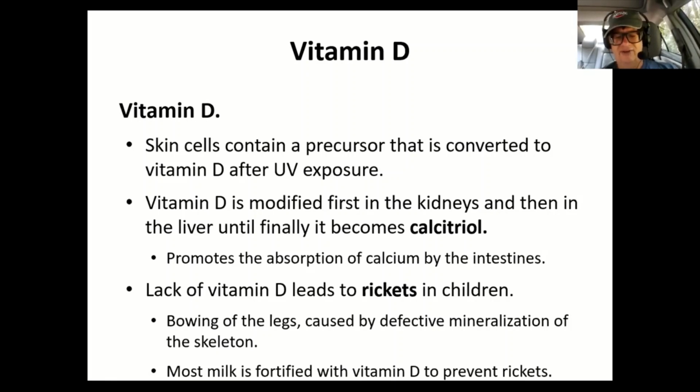Where you see, oh, this milk is vitamin D milk, fortified milk. It's to try and give kids who are indoors too much, possibly, certainly more than in the past, to make their bones stronger.